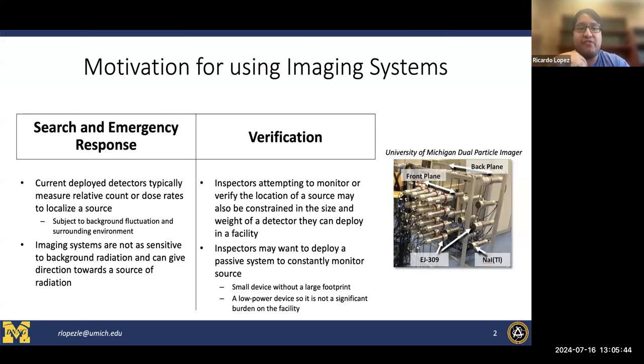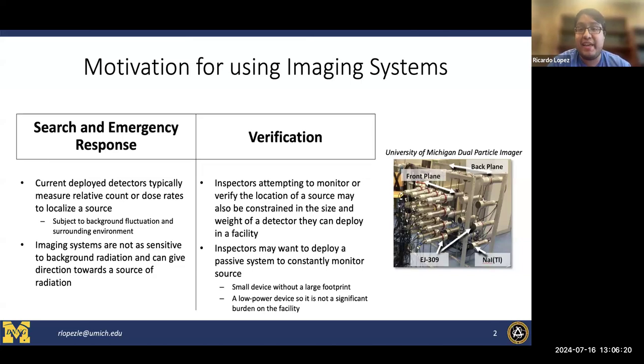And generally speaking, for a lot of these search and emergency scenarios, time is quite literally of the essence. So being able to quickly localize a radiation source would be quite paramount. So imaging systems in this case could be a very powerful tool. Not only can they be essentially designed to be not as sensitive to background radiation, but they can also be used to get a general sense of the direction of your radiation source if it's confined to a particular single source in, say, an environment.